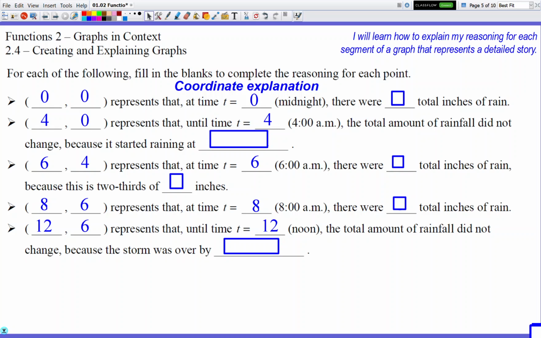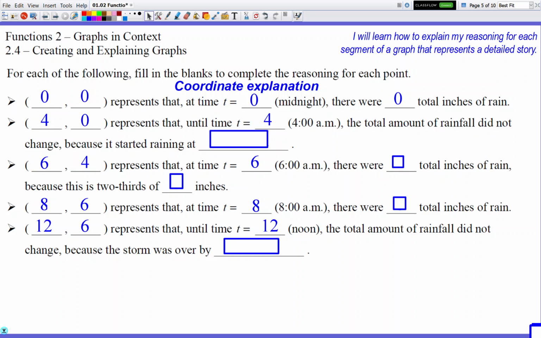Okay, so we explained all the x coordinates, and let's explain the y coordinates. What does a 0 mean for the y coordinate? Well, 0 is going to be for the y-axis, and the y-axis stands for 0 total inches of rain. So that's why we have our second blank. There were 0 total inches of rain. Notice how you see the two numbers of the coordinate in the explanation. So 0 for x, 0 for y.